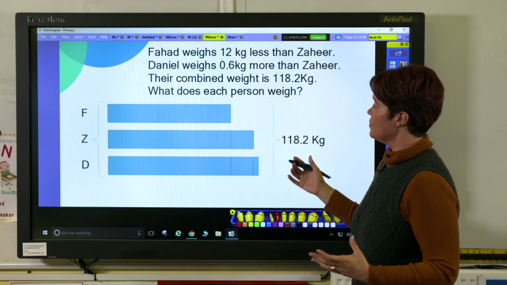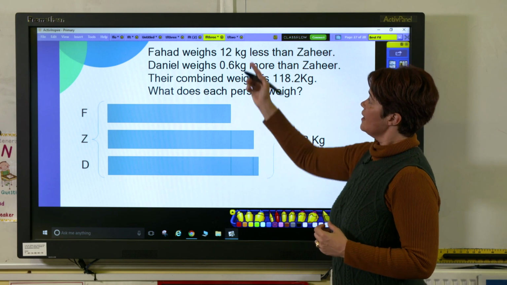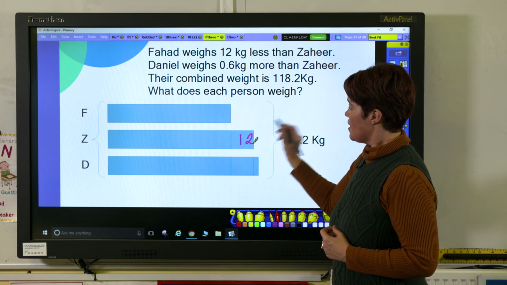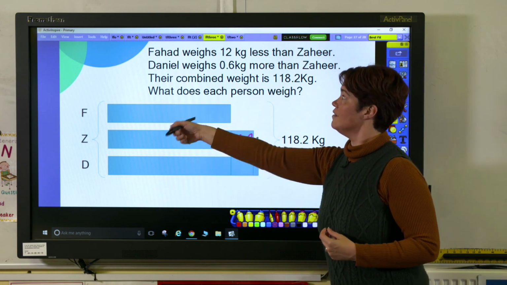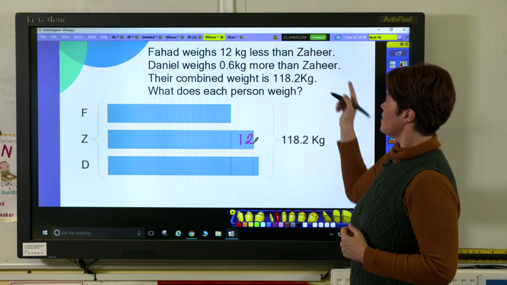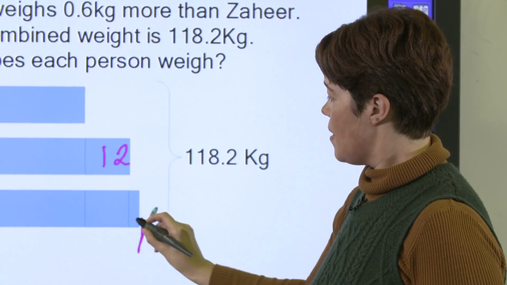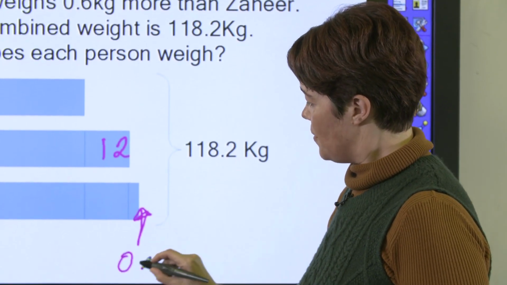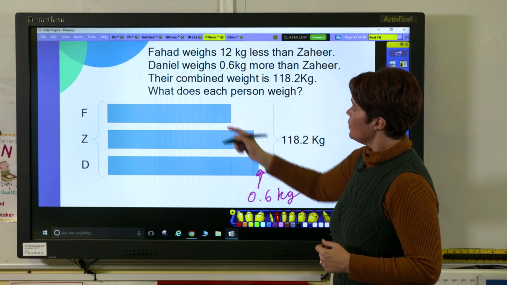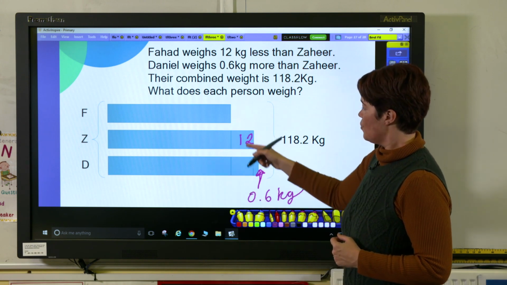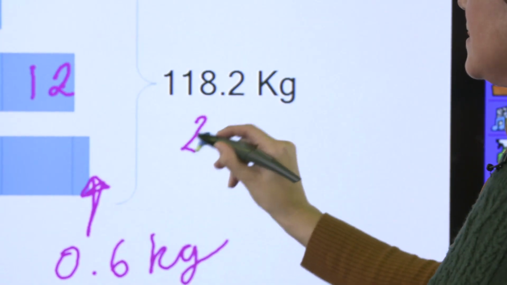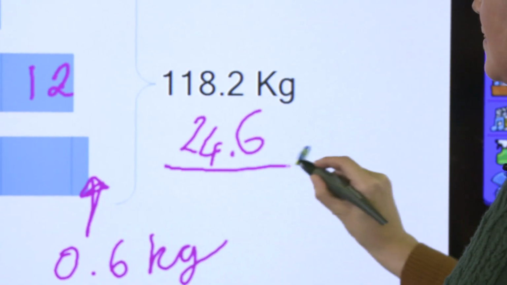Again, we're drawing bars to help us here. So we've got Farad in first. If he's 12 kilograms less than Zahir, we can see that here this must be 12 kilograms. He's 12 kilograms more than Farad, just changing that round. We've then got Daniel. He weighs 0.6 kilograms more than Zahir. So this little bit of our bar here, that is 0.6 kilograms. So hopefully pupils can now see we can have three bars exactly the same, but we've got 12, 12 and 0.6 together. So that's 24.6 kilograms is the first thing that we need to take away.